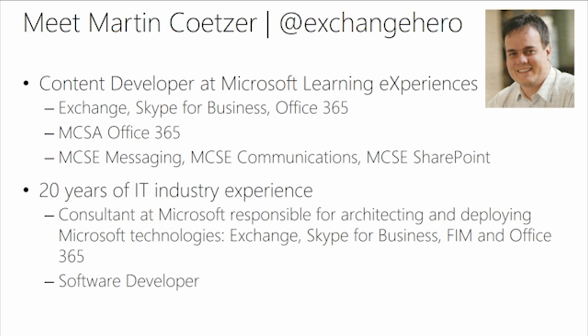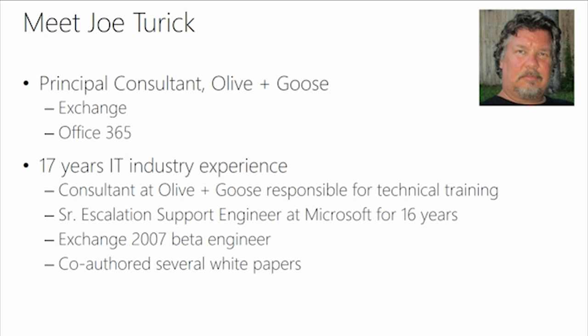With me is Joe. Joe is a seasoned professional himself, and I'm going to let him introduce himself to you as well. Thank you, Martin. My name is Joe Turick. I'm a consultant with Olive & Goose. Olive & Goose is based out of Seattle. I'm from Charlotte, North Carolina myself. I've been with Olive & Goose for just shy of a year now, primarily working in Exchange and Office 365 technologies in the capacity of technical writing and working with customers like yourself.